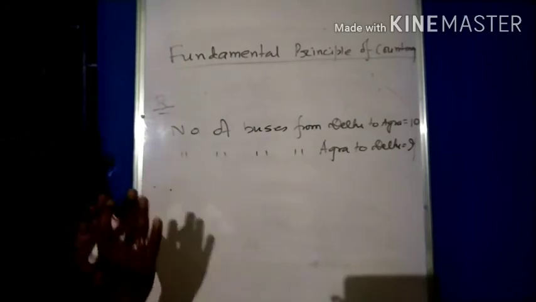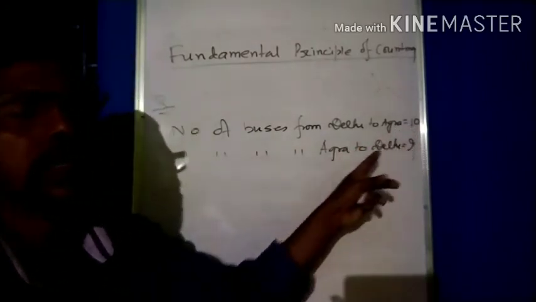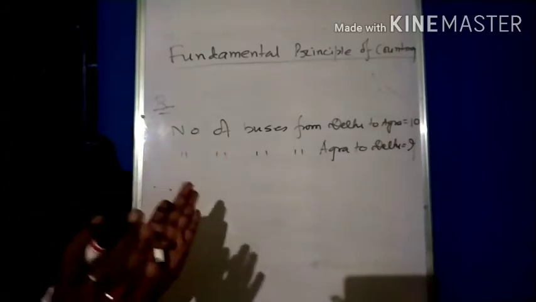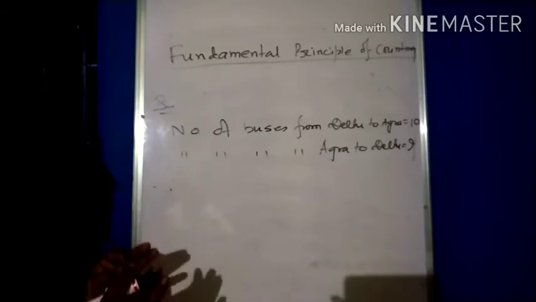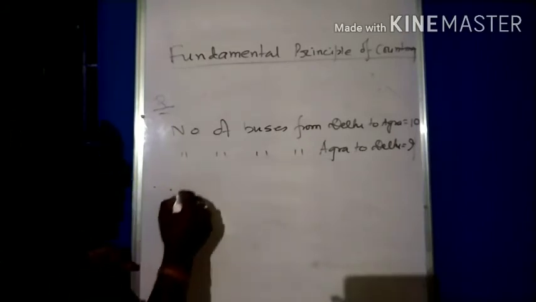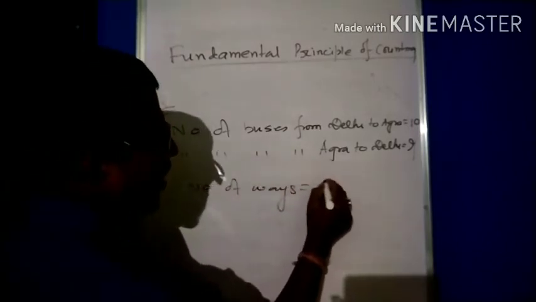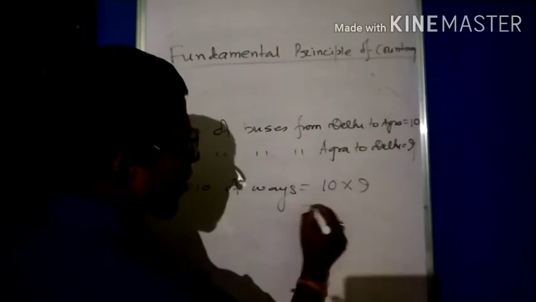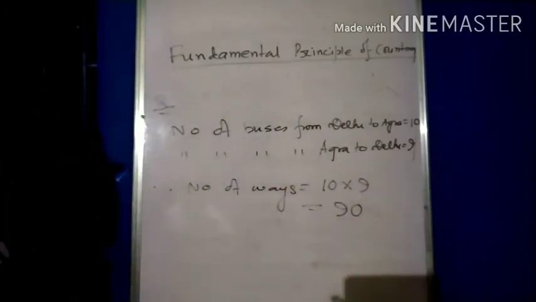So therefore, by the fundamental principle of counting, you just multiply the events. 10 into 9, how many ways? 90 ways. So how many possibilities are there for a person who goes from Delhi to Agra and returns by a different bus? Therefore, the number of ways will be 10 into 9 equal to 90. That will be the number of ways from Delhi to Agra and Agra to Delhi.